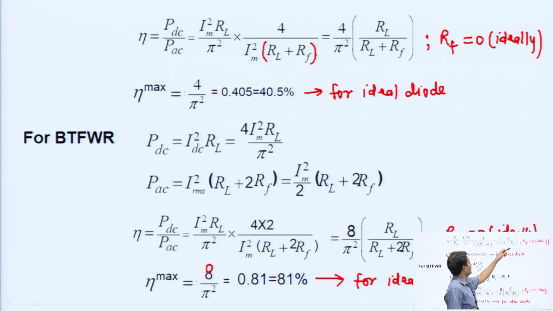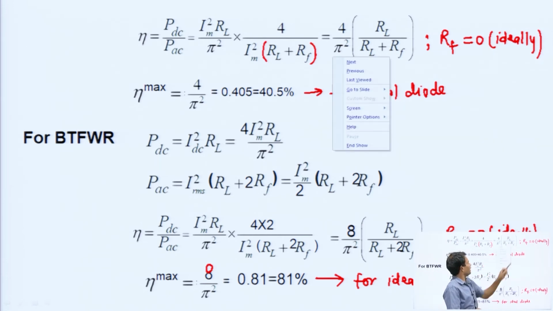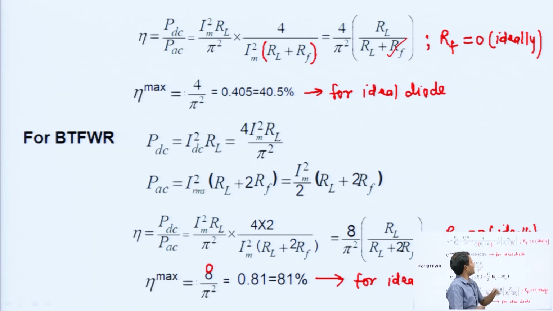This is the practical case. This means for maximum efficiency RF should be 0, and where will RF be 0? For ideal diodes. If RF is 0 ideally, then RL gets cancelled and efficiency is equal to 4/pi². What is the percentage efficiency? The percentage efficiency is 40.5%, because 4/pi² is 0.405. This means for the half wave rectifier we have only 40.5% efficiency.